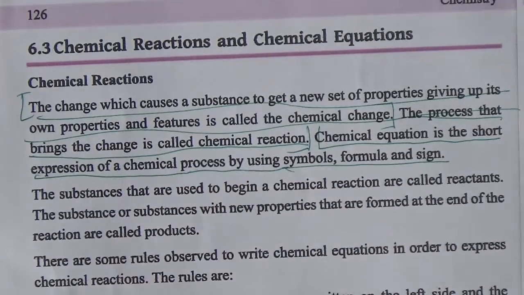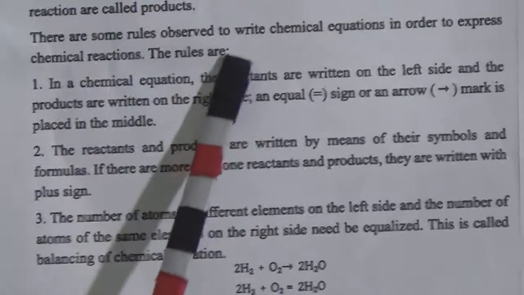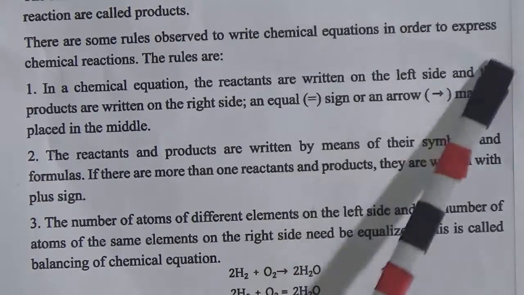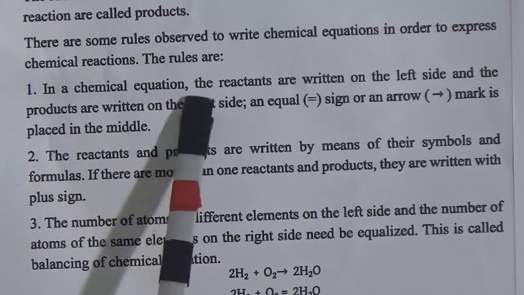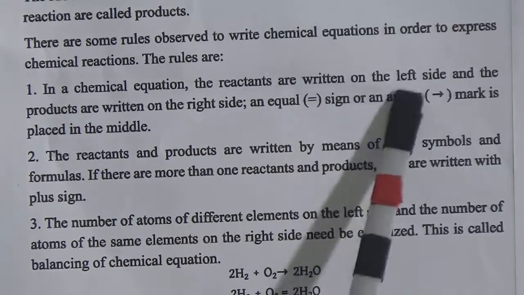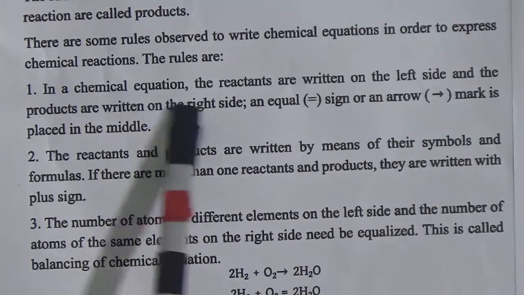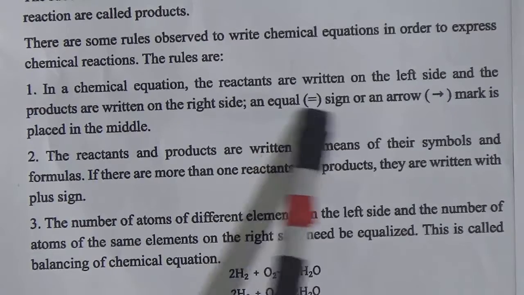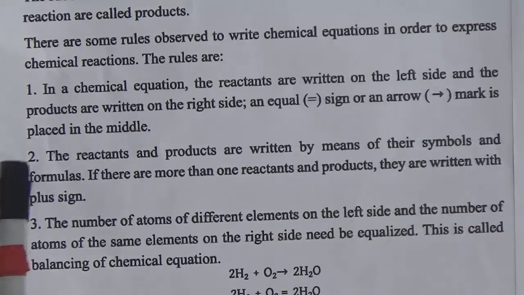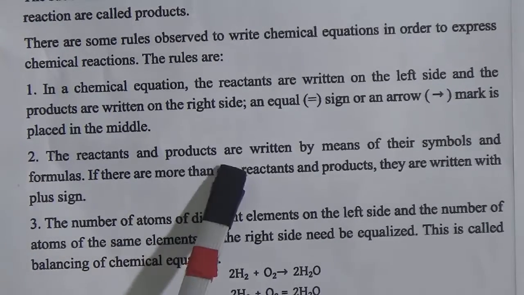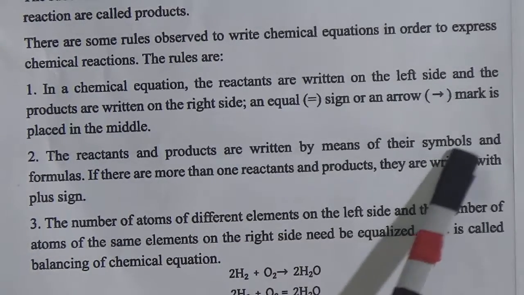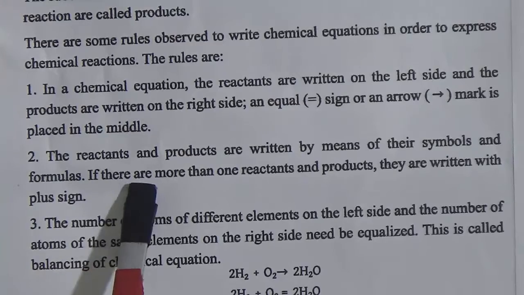And we already learned about chemical reaction and chemical equation in our previous class. Now there are some rules observed to write a chemical equation in order to express a chemical reaction. The rules are: first, in a chemical equation, the reactants are written on the left side and the products are written on the right side. And an equal sign or an arrow mark is placed in the middle. Second, the reactants and the products are written by means of their symbols and formulas.